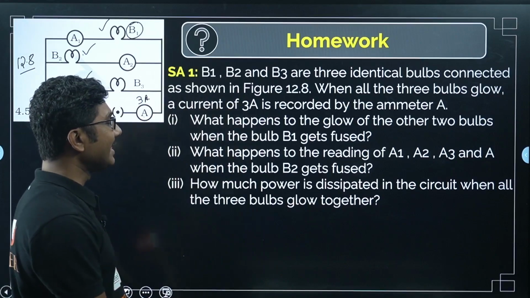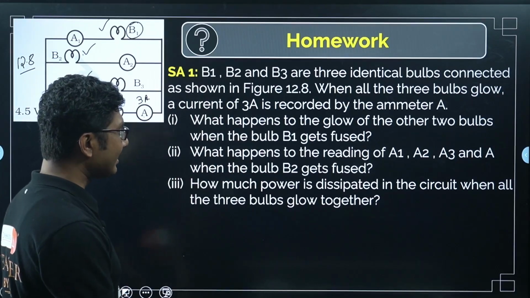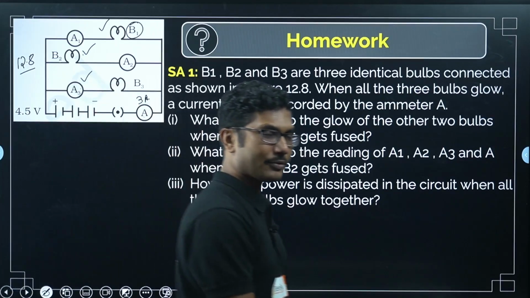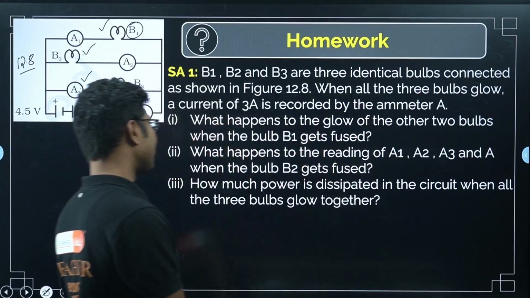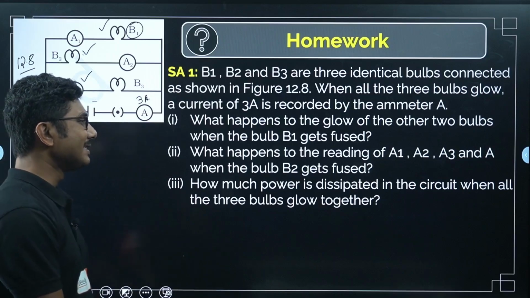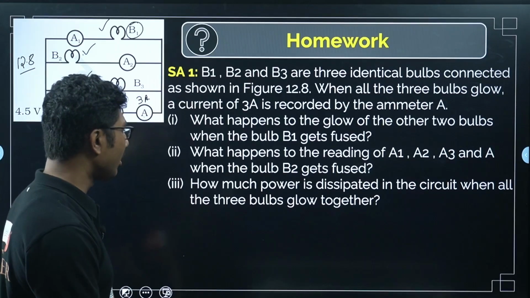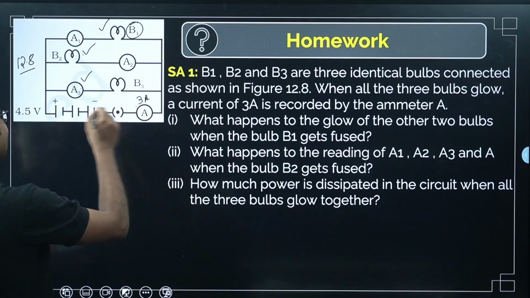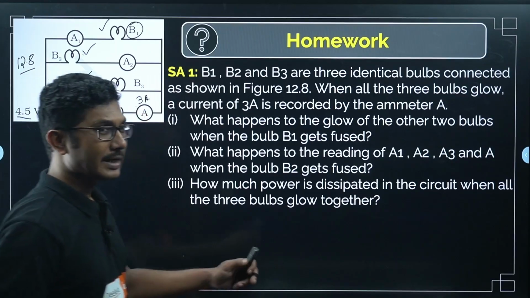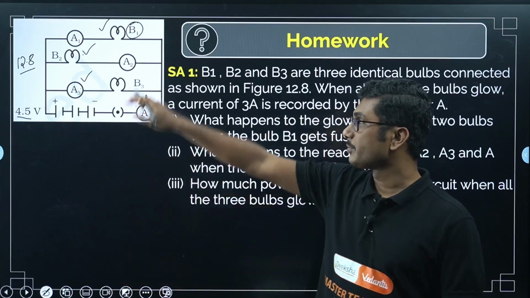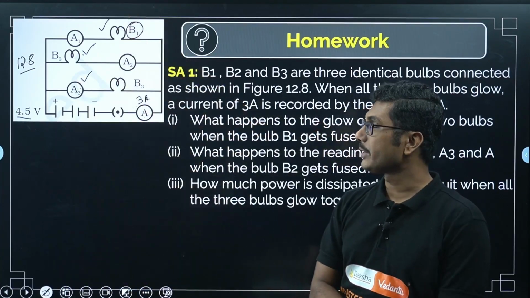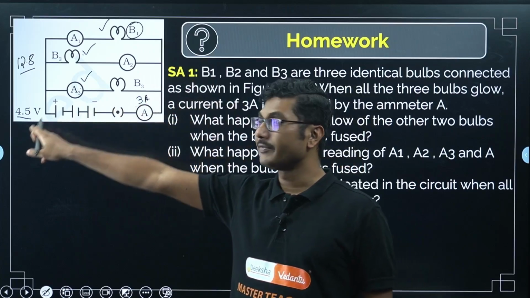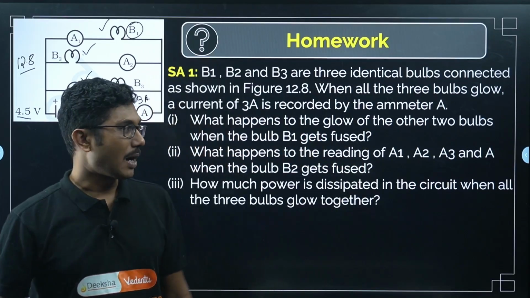What happens to the reading of A1, A2, A3 and A when bulb B2 gets fused? Simple question. Another simple question: how much power is dissipated in the circuit when all three bulbs glow together? This is also a very important question. Current is given, voltage is given. Resistances of the bulbs are not given, but you can use the formula P is equal to VI, and I is given, V is given. You can calculate the power dissipated.